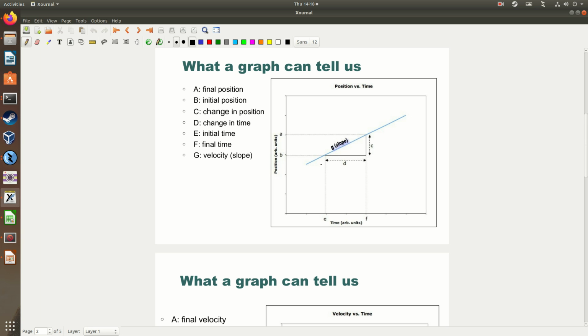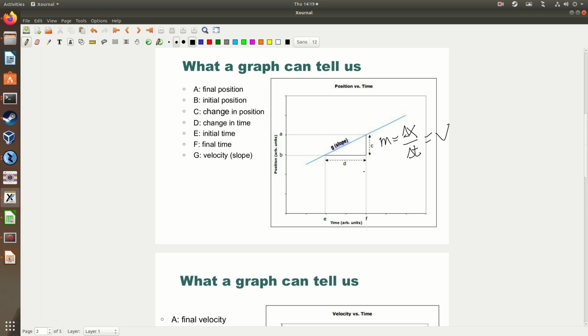And we know that if we're to have a trend line, the final position would be at A, and then your initial position would be at B, since the y-axis is your position. Your change in position is going to be C. Your D is your change in time. And then G is going to be your slope, which is your change in position, delta x over delta t, which directly relates to velocity.